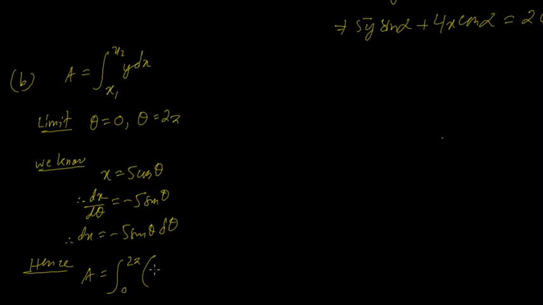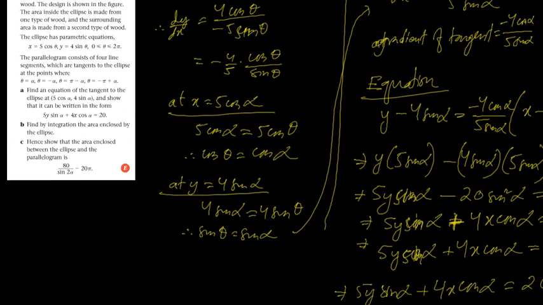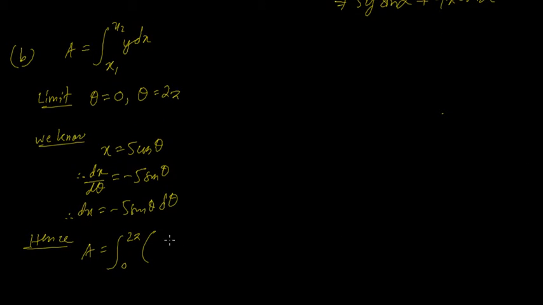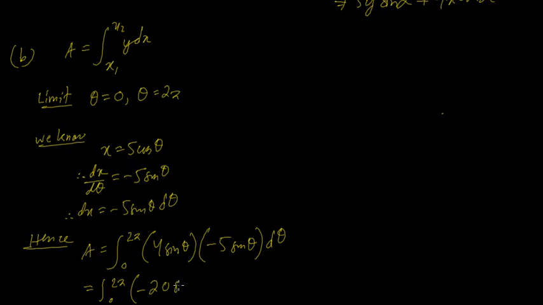So we have y dx. The y is 4 sine theta. So 4 sine theta, and dx is minus 5 sine theta d theta. So if we simplify 0 to 2 pi, 5 4s are 20, so minus 20 sine squared theta d theta.